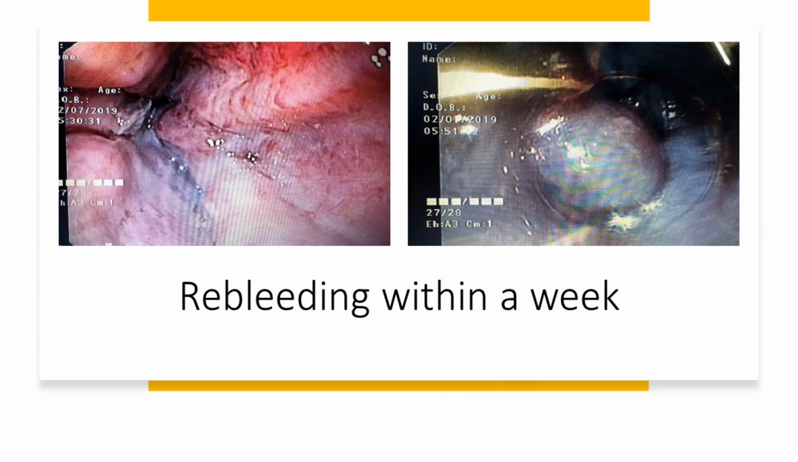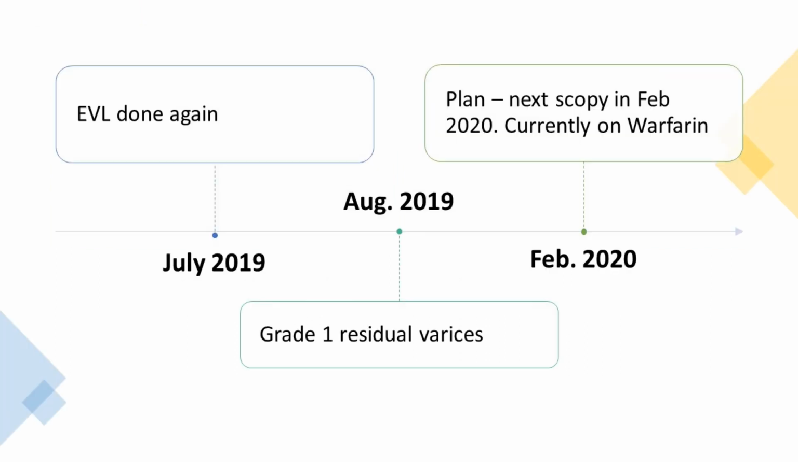So you can see this. This is with a cap that you go in, and we've done a ligation here. So this time we did a ligation. We did in July 2019 again a ligation. By August it was just grade 1 varices, and now we planned a scopy in February. And currently we've started the child on warfarin, hoping that his INR remains stable.